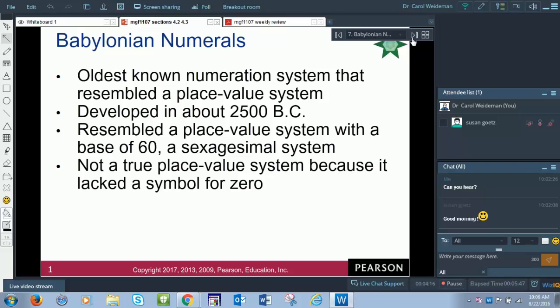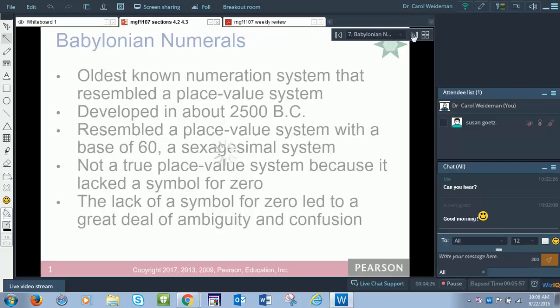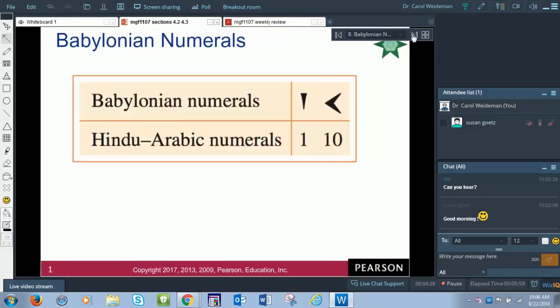Remember I said before, that's such an important concept of 0. This one doesn't have a symbol for 0. And so this leads to confusion because when they want to put a 0 in the number, they leave a blank. And so if you miss that blank, you're not going to interpret the number correctly. They only have 2 numerals that they use. They use this little dagger and then this little arrow. So this is the 1 and this is the 10, and that's all they need to write their numbers.